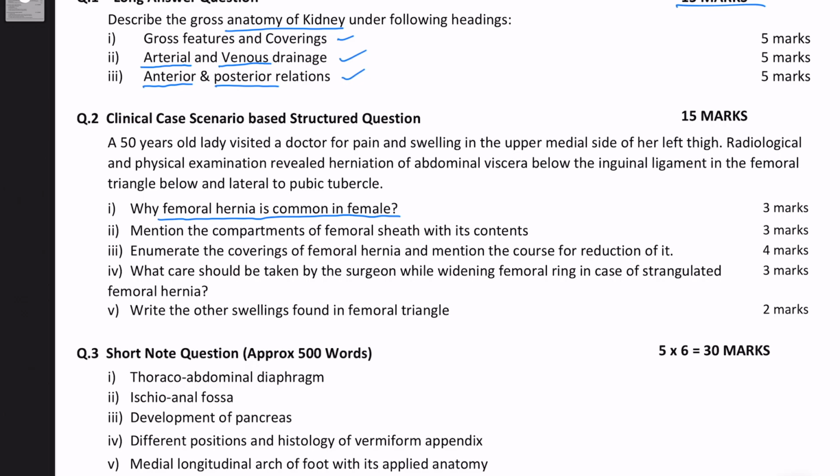Mention the compartments of femoral sheath and its content. Enumerate the coverings of femoral hernia and mention the course for reduction of it. What care should be taken by the surgeon while widening femoral ring in case of strangulated femoral hernia? Remember, there was this abnormal obturator artery running over the lacunar ligament on the medial side. Write the other swellings found in the femoral hernia. Don't forget about the superficial inguinal lymph nodes, the deep inguinal lymph nodes, or any bony tumor, or the femoral artery aneurysm. So this question on femoral hernia I had already asked in my pre-university exam.